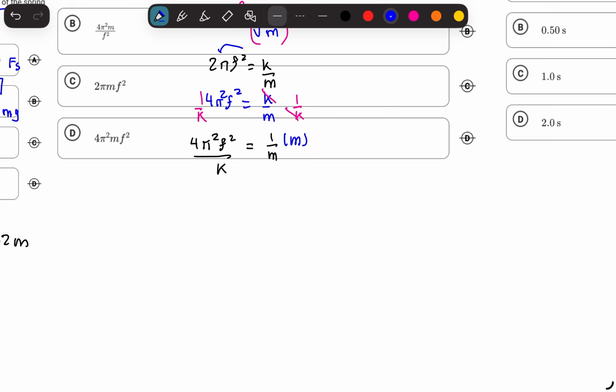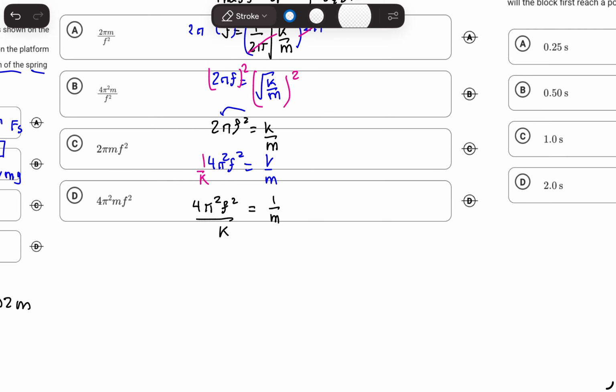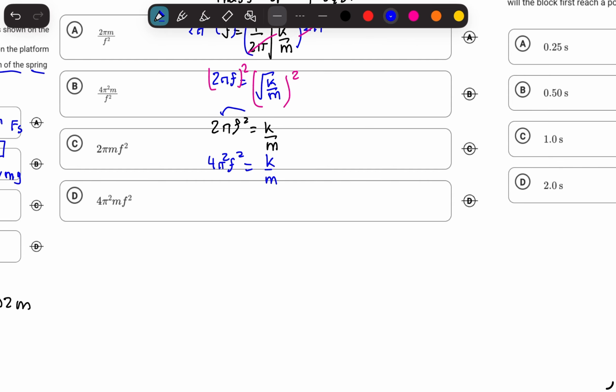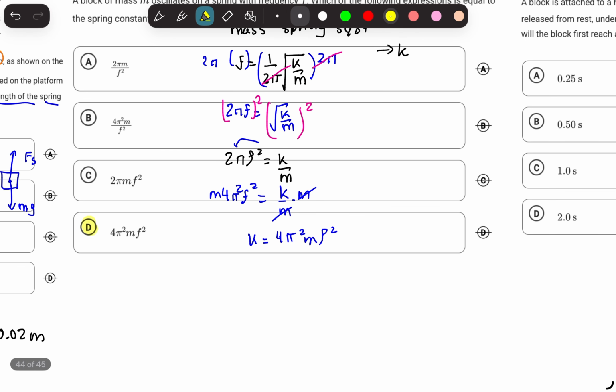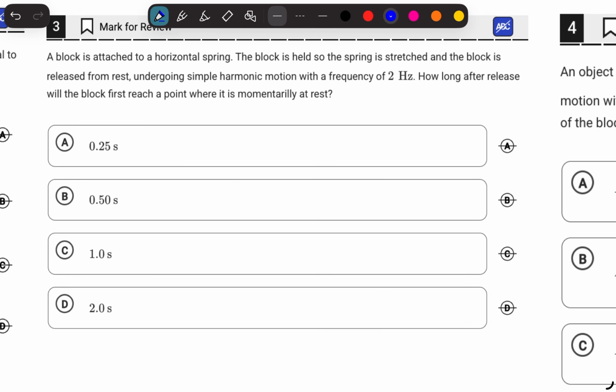Oh, what we wanted to do here was get k. Well, I should not have divided by k there. So, okay, what you do here is you're going to multiply both sides by m, right? My bad. So that's going to be that, and you're going to have k is equal to 4 pi squared m f squared. So that's going to be your answer. And which one does that match? That matches option D.